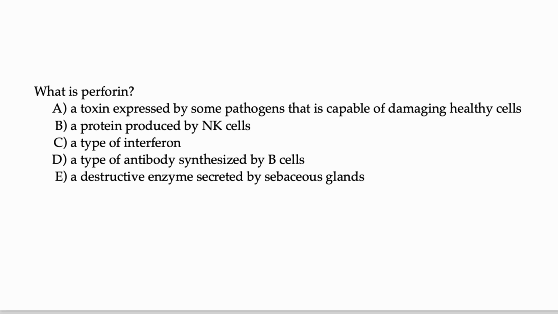So hopefully you might have picked B. It is a protein produced by natural killer cells. That is a true statement. It doesn't really say a whole lot about what it does. So this is a great example of a question that's indicating to you that, apparently, it's important to know that NK cells produce perforin, and probably that means I need to know a little bit about perforin too.